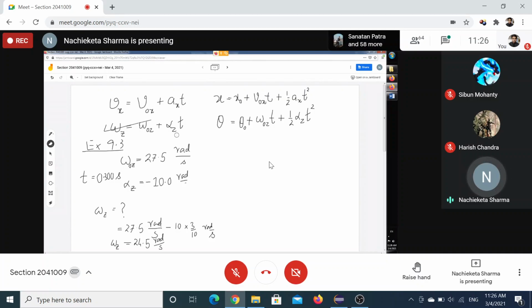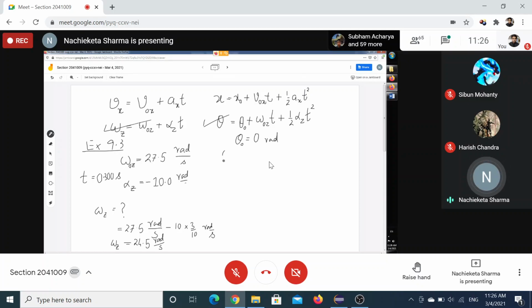So I will write theta. This equation I will use. Now what is my theta naught? At t equal to 0, the line was coinciding with the positive x-axis. So theta naught is equal to 0 radian. Theta naught is equal to 0, that means 0 angle.